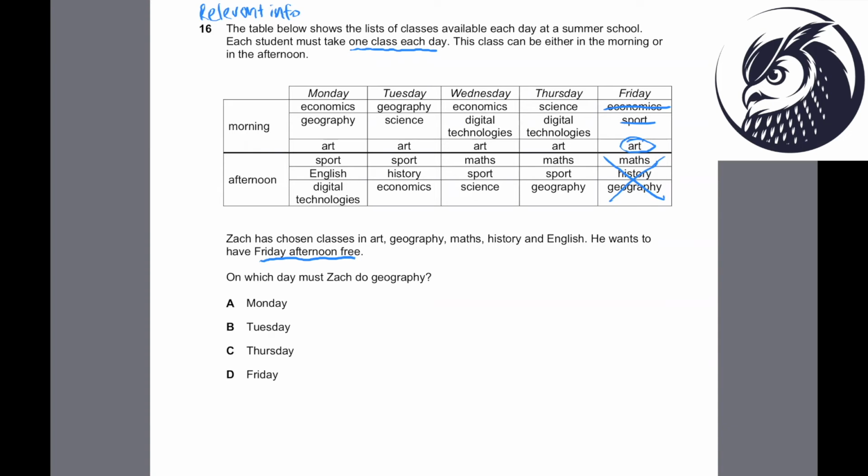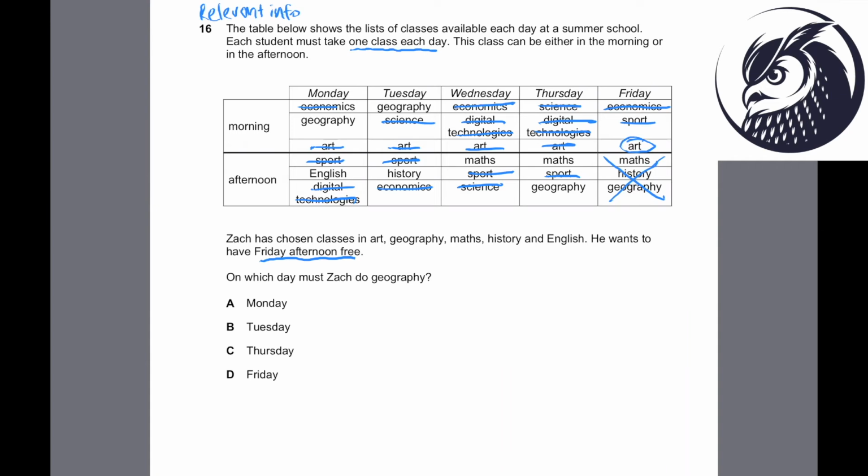With that in mind, we should now go through the timetable, and it won't take us too long. And we should just cross out anything that he wouldn't be interested in, right? So we know he's not interested in economics. I'm going to cross out all the economics. Okay. We also know he's not interested in science. So let's get rid of all the science. He's not interested in digital tech. So let's get rid of that. Well, he's already chosen art class, right? So we can also get rid of all the art classes. He's not interested in sport. Let's get rid of that. Not in digital technology, not in science, and not in sport. Okay, so that removes a lot of the information, yes? And now we can just focus on the subjects that he's interested in, okay?